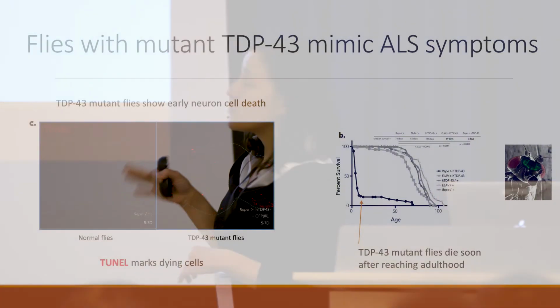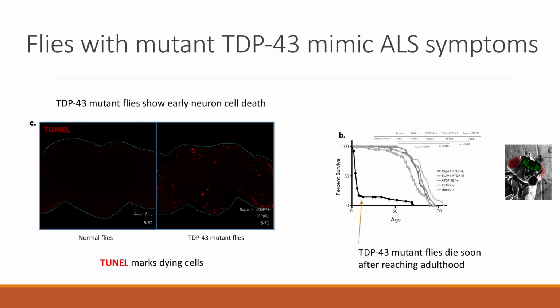Okay, and flies with TDP43 aggregates also mimic ALS symptoms in the sense that they also have motor dysfunction. They also have early cell death. This is a little bit hard to see, but these are TUNEL stains showing rampant apoptosis in the fly brain. And they die soon after reaching adulthood.